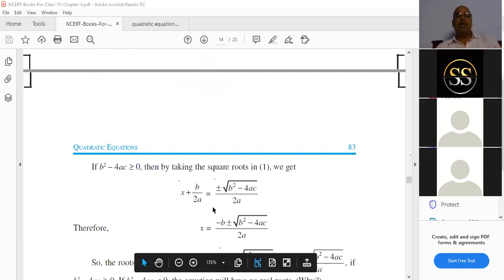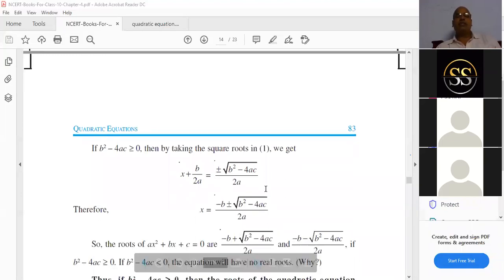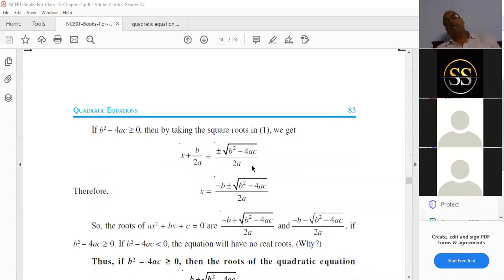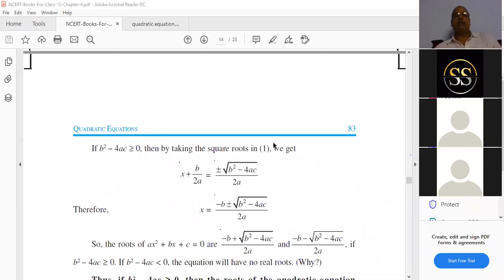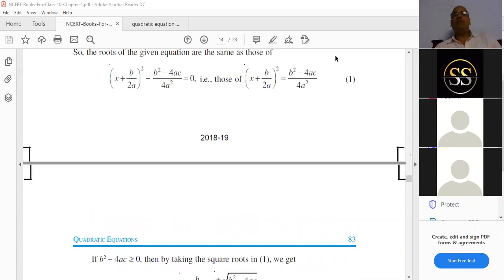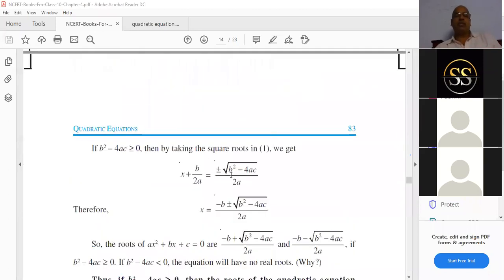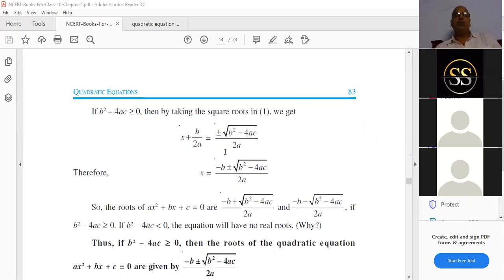x plus b by 2a is equal to plus or minus root b square minus 4ac by the denominator 4a square, which under root 4a square becomes 2a. Root is only kept for the numerator. See the back step: if you keep the full square root, root of 4a square means square root of 4 is 2, a square means a, so 2a. That's why x plus b by 2a equals plus or minus root b square minus 4ac by 2a.